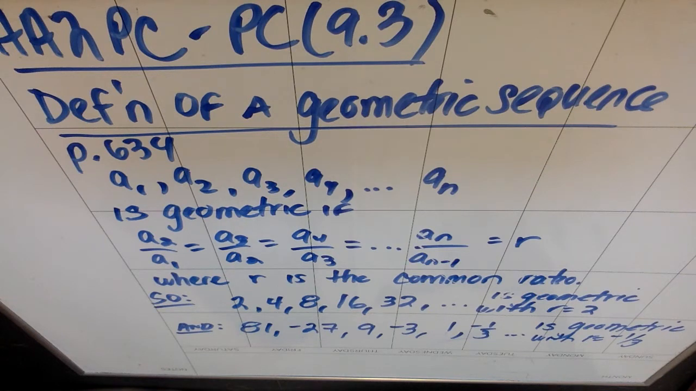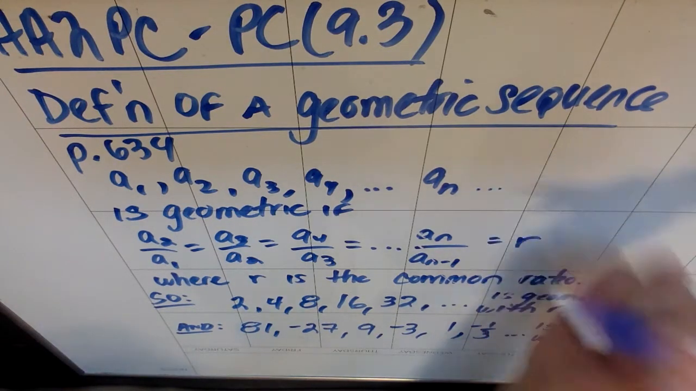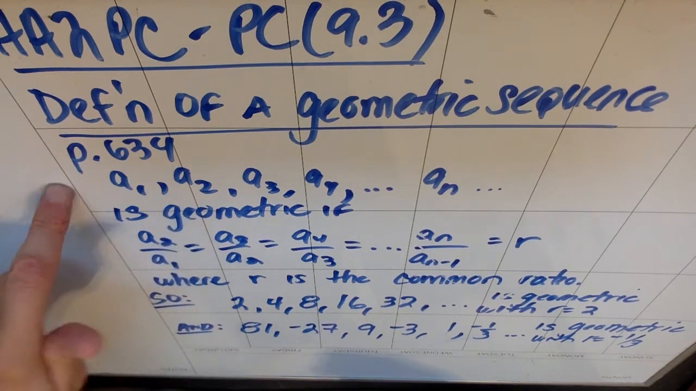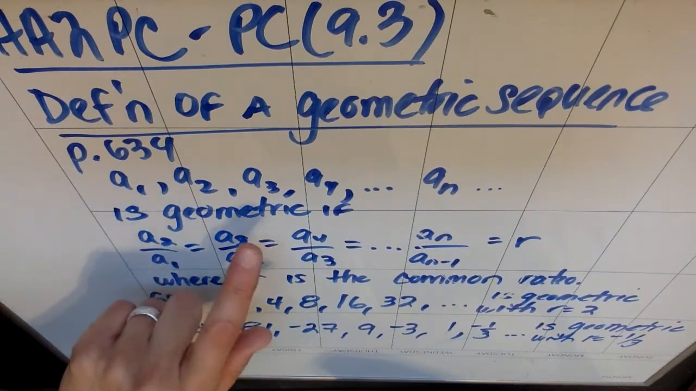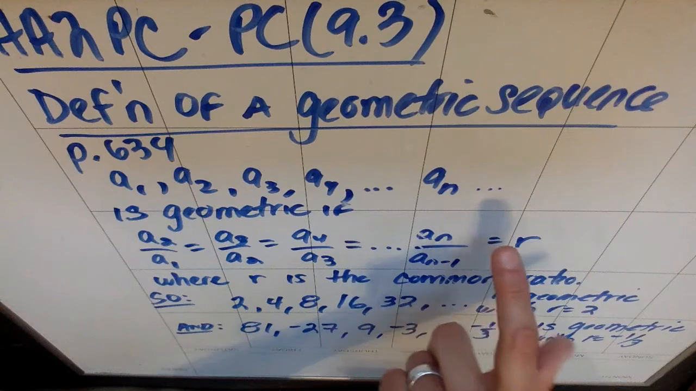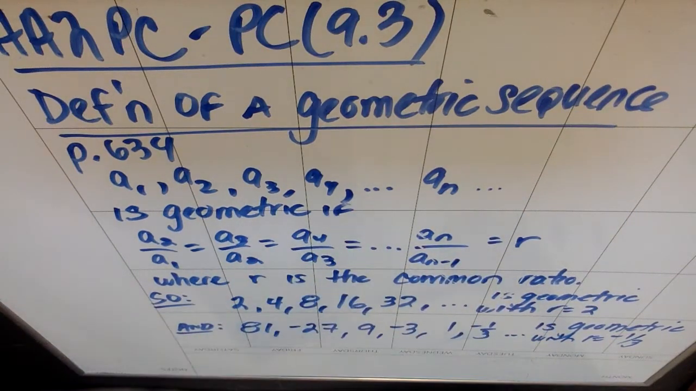So a sequence a sub 1, a sub 2, a sub 3, a sub 4, dot, dot, dot, a sub n, and we can put a dot, dot, dot after that too. Doesn't matter if it's infinite or finite. A sequence is identified as geometric if the ratio of a sub 2 to a sub 1 is the same as the ratio of a sub 3 to a sub 2, is the same as the ratio of a sub 4 to a sub 3, is the same as the ratio of a sub n to a sub n minus 1, the term before it.